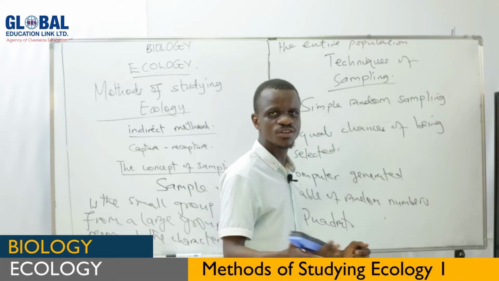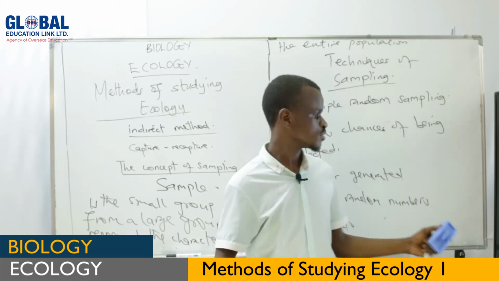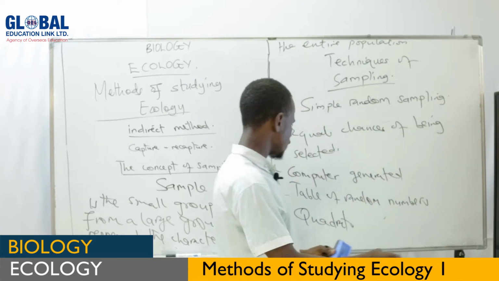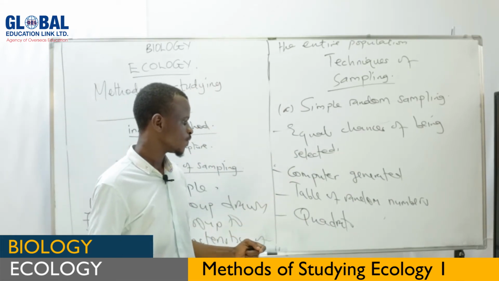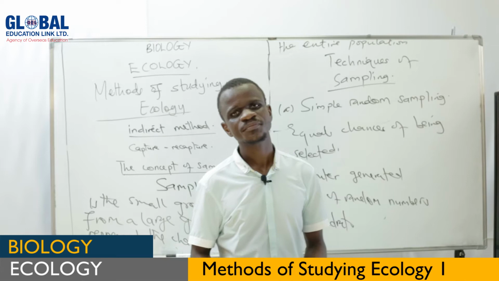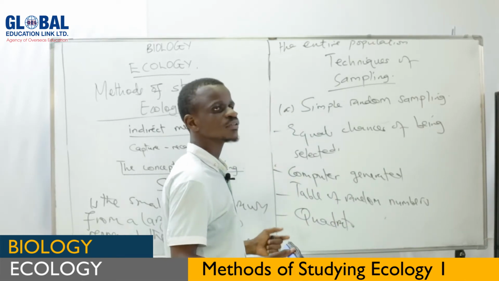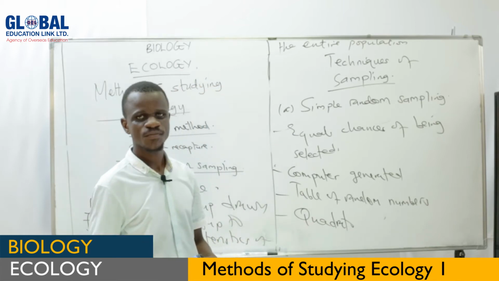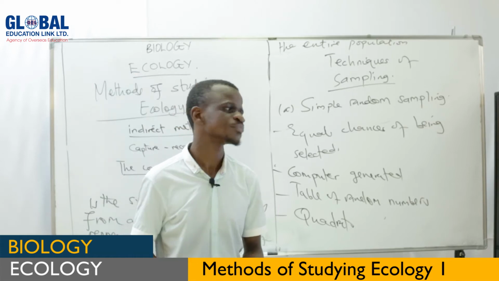My student, can you use this? You can use it. You can have numbers written randomly, then individuals will pick computer-generated numbers. Every member in a population has an equal chance of being selected. Therefore, you can use this when sampling flora and fauna. Hope you are following, my students.